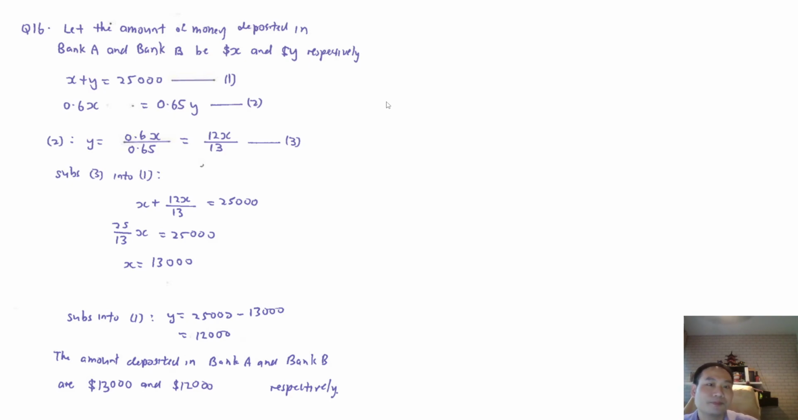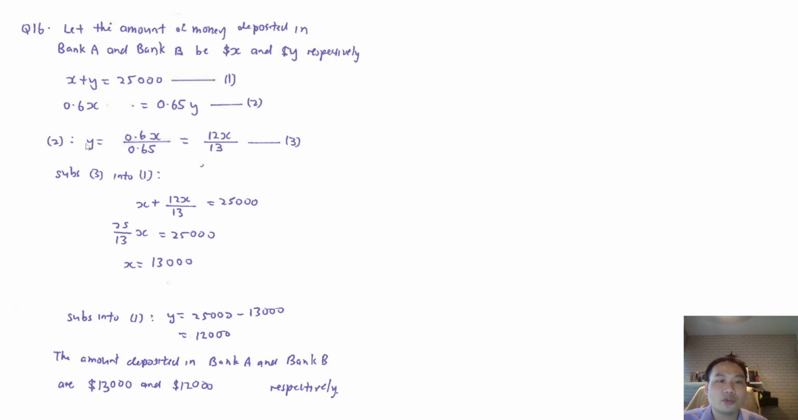So equation 1. Now, the next piece of information that we have is that the interest is actually the same. So the interest rate for Bank A is 0.6 and Bank B is 0.65. So 0.6 times the amount of money in Bank A, which is X, is equals to 0.65 percent times the value of Y, which is the amount of money in Bank B, right? See, this will give us the same interest. So we have that. Of course, we don't quite like the decimal places, right? So we can simplify it.